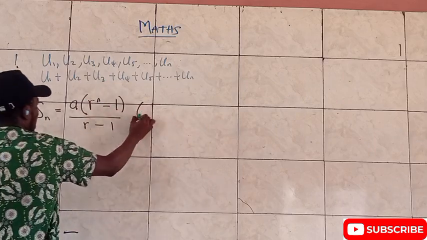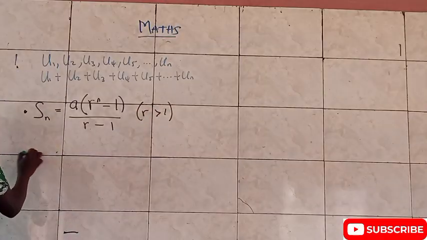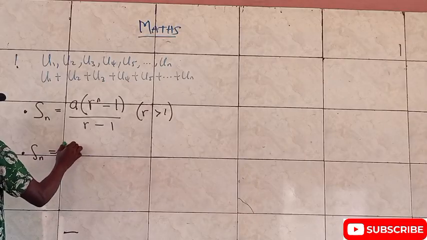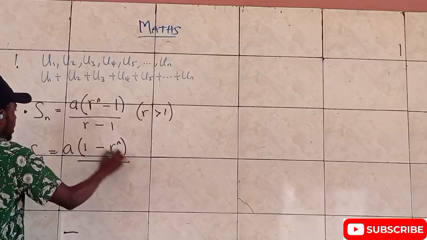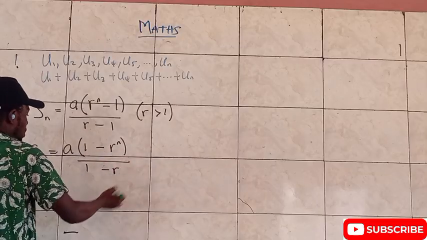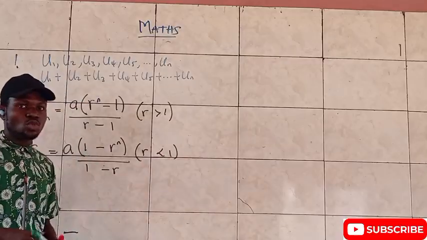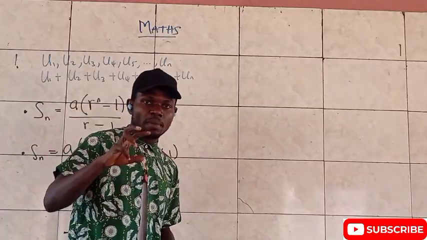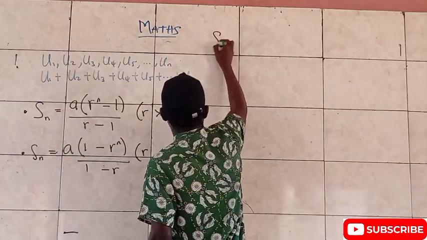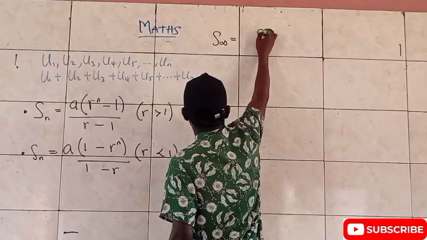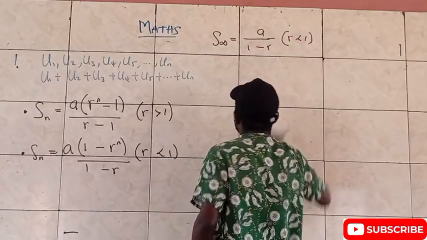This formula is used when our common ratio is greater than 1. Meanwhile, the second one looks like this: Sn equals a in brackets 1 minus r raised to the power n, all over 1 minus r. This is used when my common ratio is less than 1. So that I will not need to create extra videos, I'll just talk about the sum to infinity in the same slide. The sum to infinity is defined as S infinity equals a all over 1 minus r. This is applicable when our common ratio is less than 1.